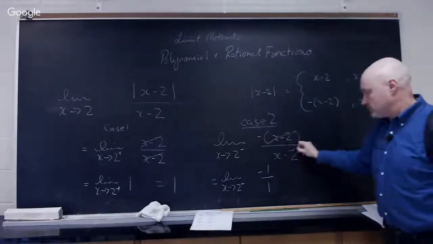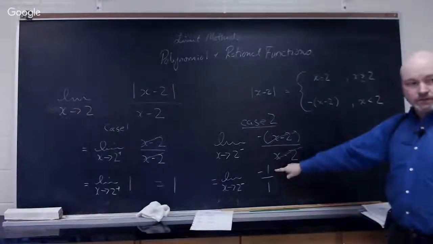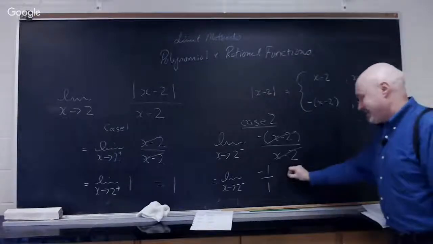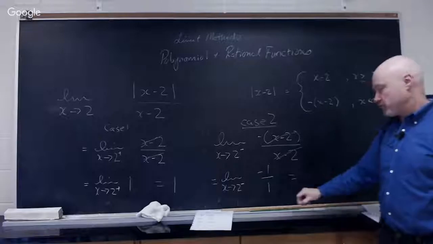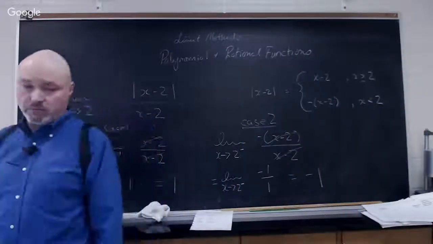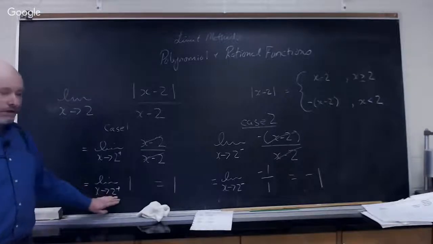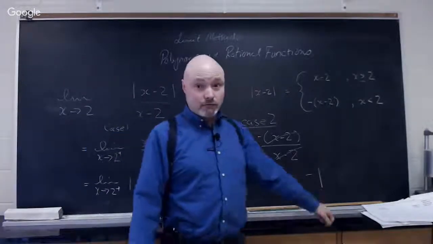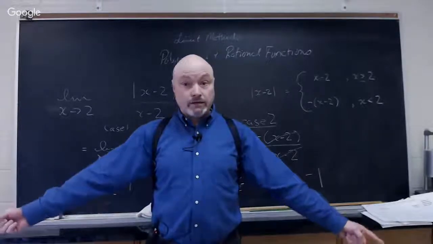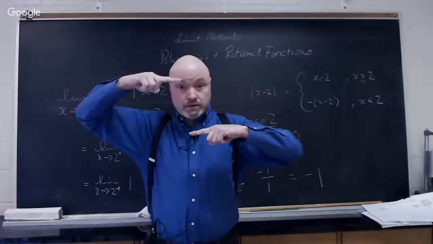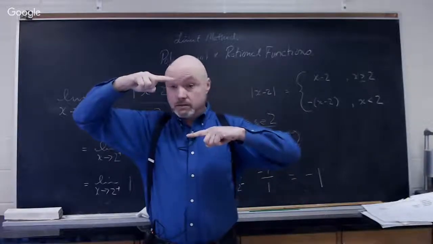These cancel out. The top becomes negative 1. The bottom is positive 1. And so the limit as x approaches 2 from below is negative 1. So look what just happened, everybody. When we approach 2 from above, it's positive 1. When we approach 2 from below, it's negative 1. The left and right limits aren't equal to each other, and so this limit does not exist.